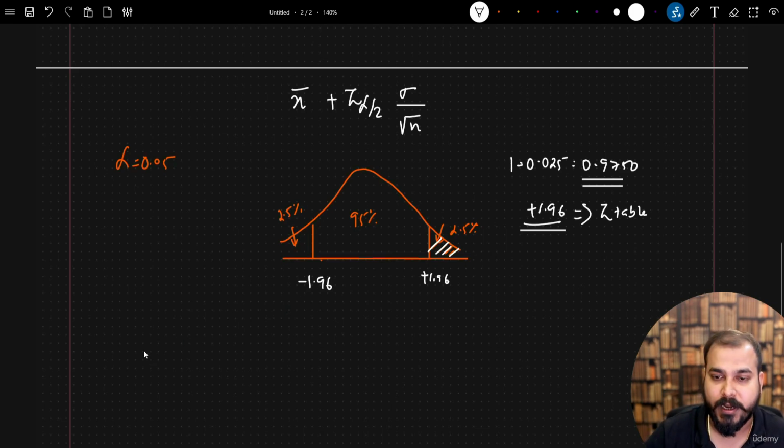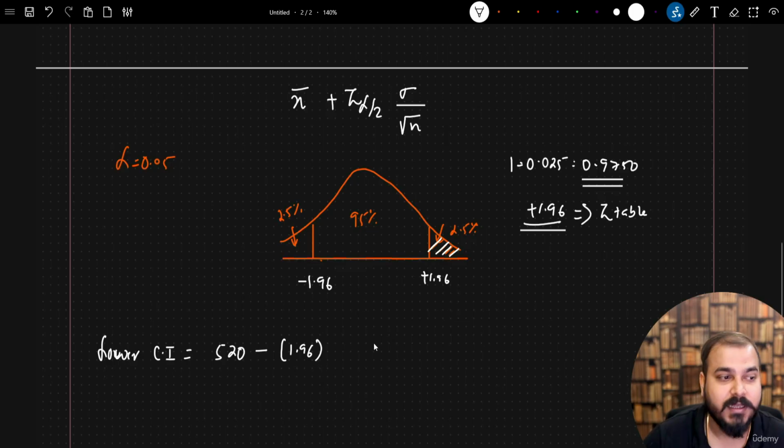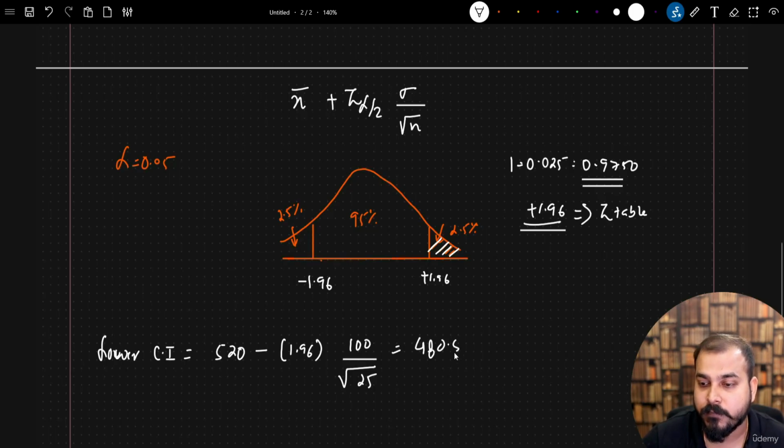Now we'll go ahead and calculate. The first scenario is the lower confidence interval, lower CI. What is my X bar in this case? It is nothing but 520, the mean is that much. This will be 1.96 multiplied by 100 divided by root 25. So if I calculate, I'll be getting 480.8.